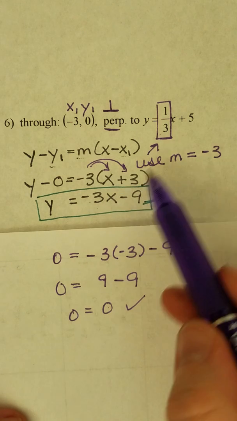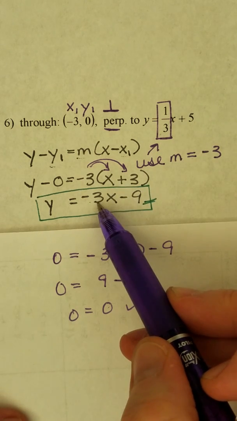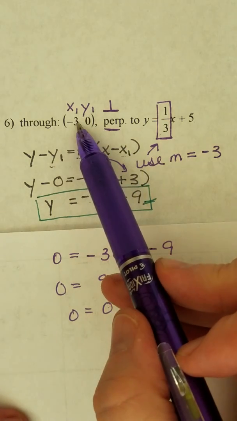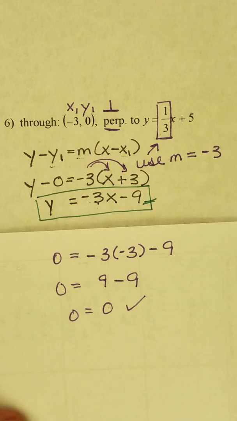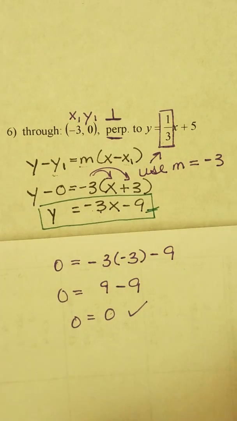So I know that these two lines are perpendicular because I can compare their slopes and tell that. They're opposite reciprocals of each other. And I can clearly see that it passes through this point with a little bit of arithmetic. And that's that. So as far as writing the equation of a line that's perpendicular to a given line, that's all you have to do.